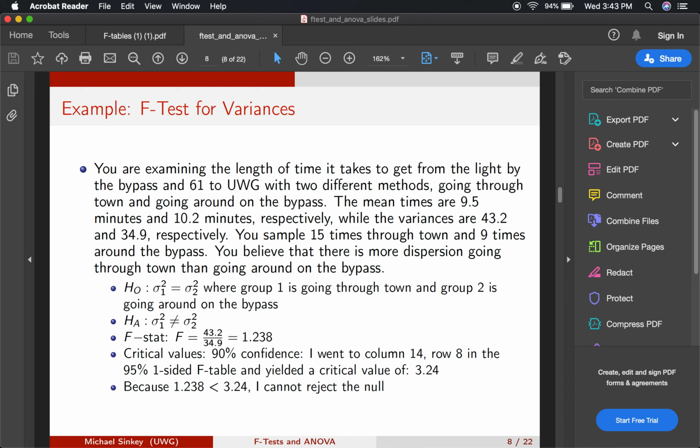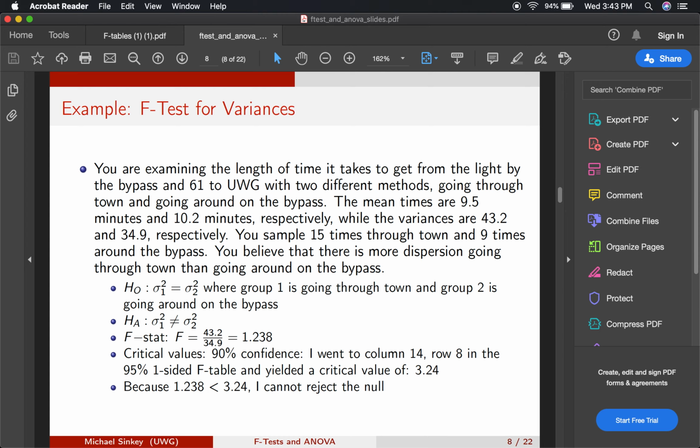The other way is to go around on the bypass. You drive past Noonan Road, you drive past 27 on the south side, you see the Target, you drive past Hayes Mill, you come in that way. The mean times are 9.5 and 10.2, but the variances are 43.2 and 34.9.